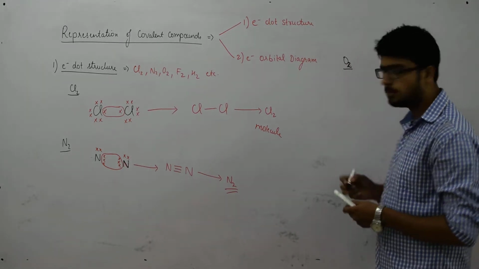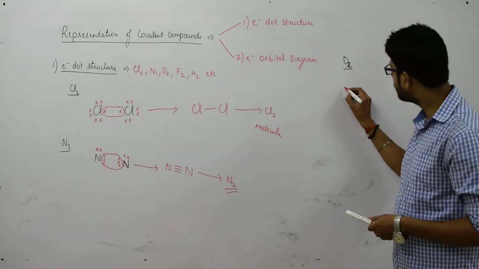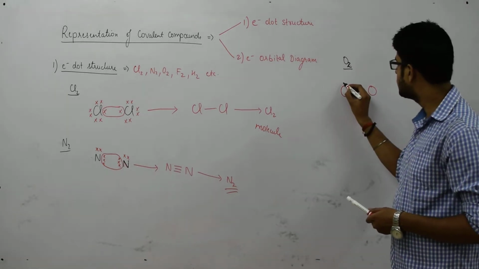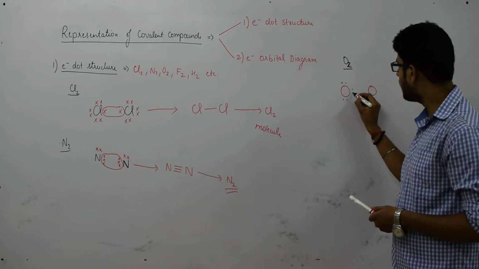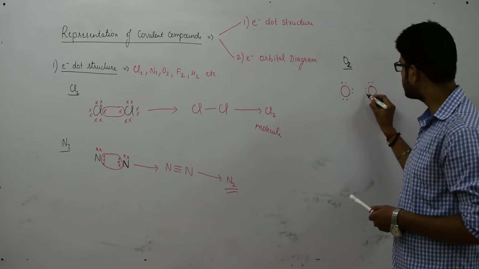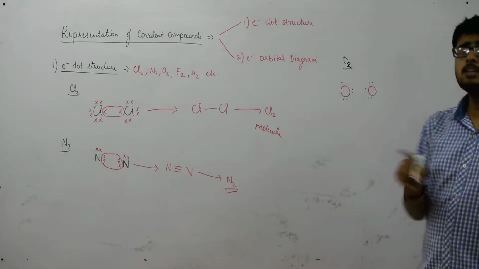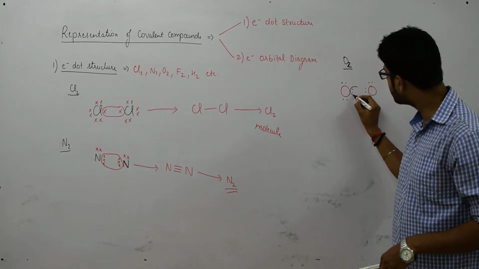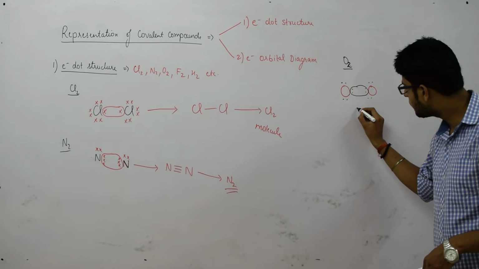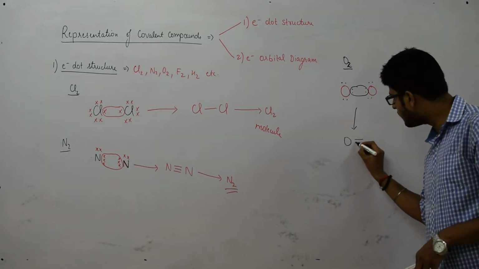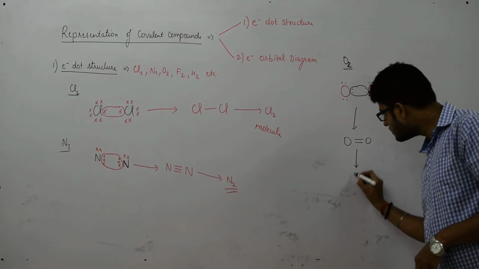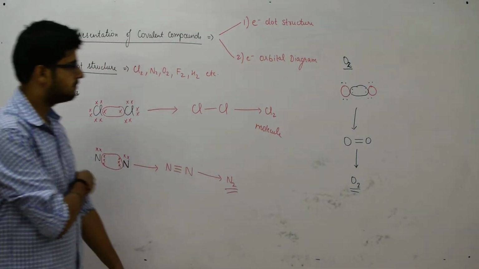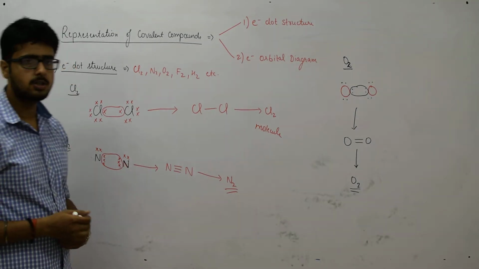The next is the case with oxygen, O2. In oxygen, we have 2 oxygen atoms, and each oxygen atom has 6 electrons in the outermost shell. So we are representing the 6 electrons by 6 dots, and each oxygen atom needs 2 more electrons to complete its octet. So they both will share 2 electrons each. As a result, a double bond will be formed between the 2 oxygen atoms, and this leads to the formation of the oxygen molecule.